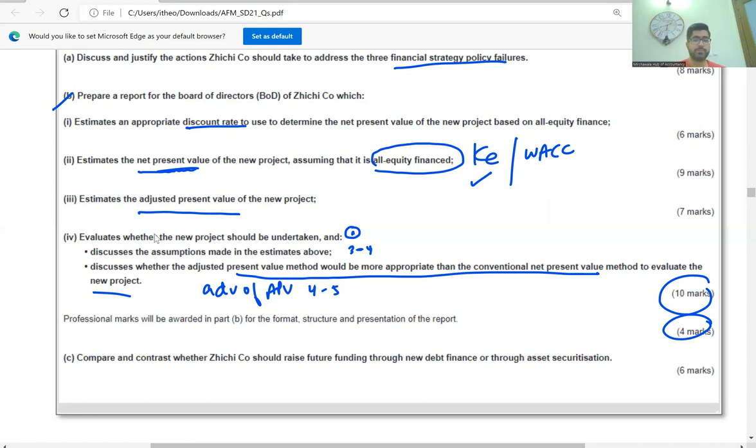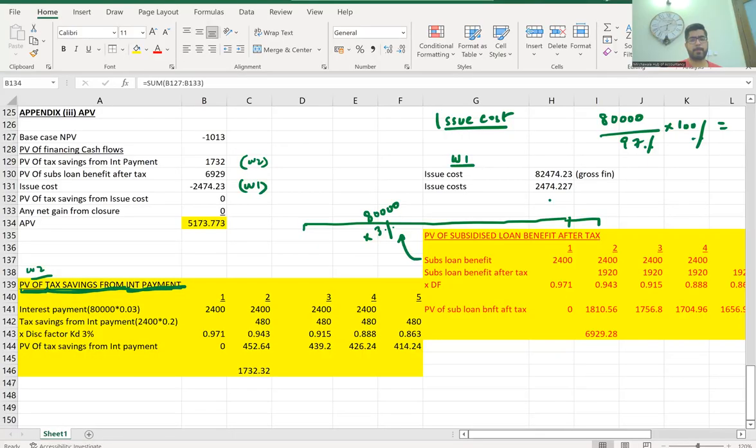Okay, one mark. Discusses the assumptions. Any assumptions you have made, you can write. And some assumptions will be in the question. So let's search the question.